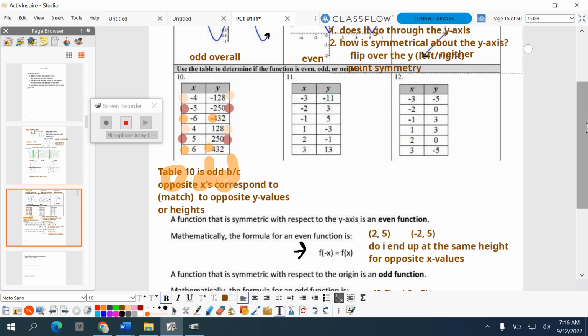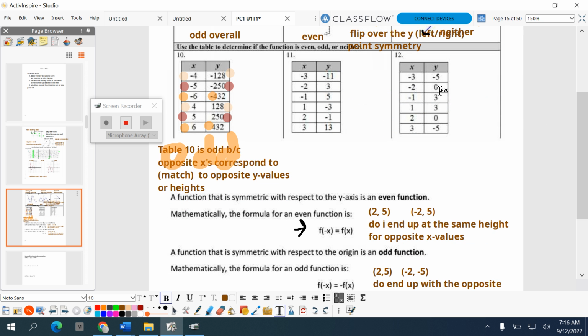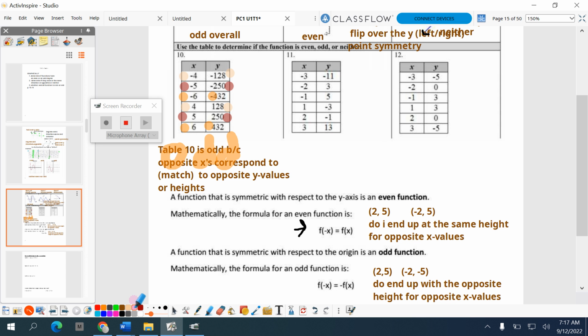All right, so let's go to number 11. Let's look at our opposites here. We have -3, so I'm looking for a +3. So -3, and I'm looking for a +3. Here, get our highlighter going. All right, -3 and +3. Oh, I see something wrong here. I have a red flag.